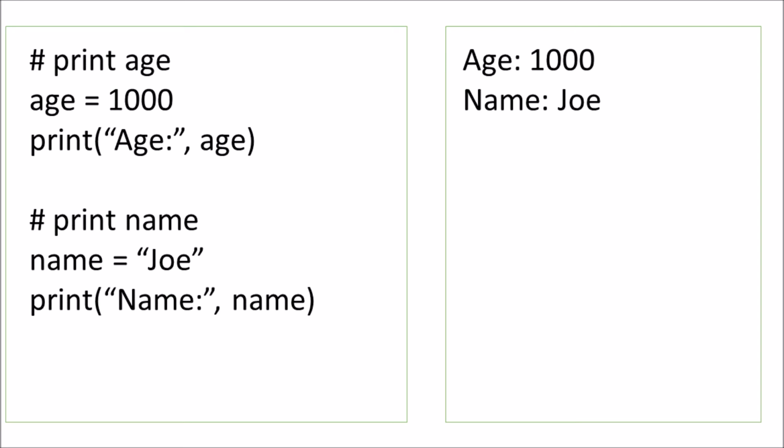Notice the print function can take multiple arguments. Each argument is separated by a comma. Each argument is printed on one line with a space in between them.